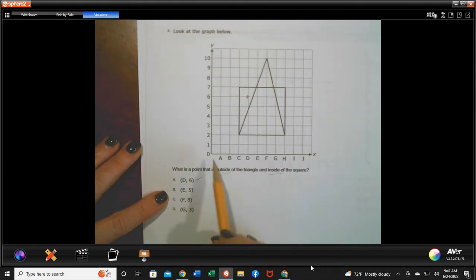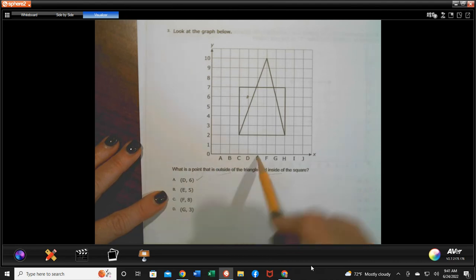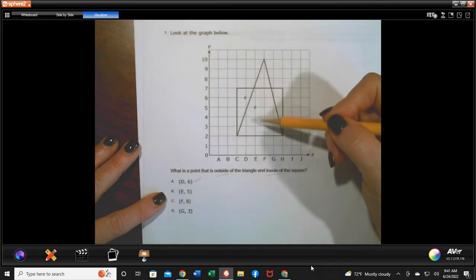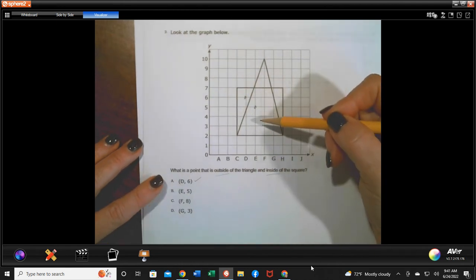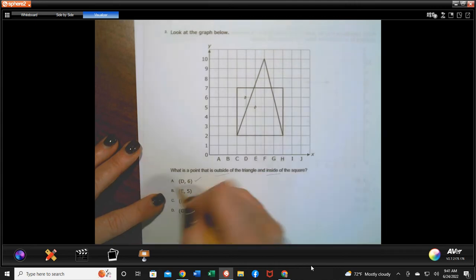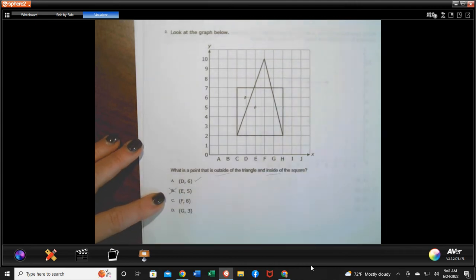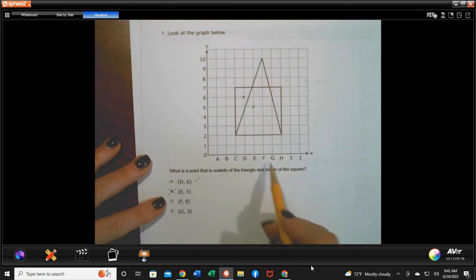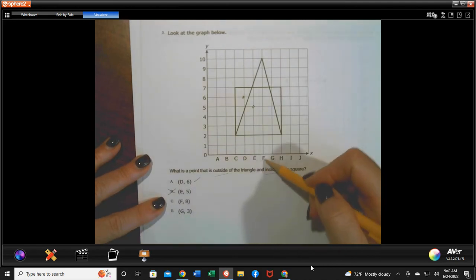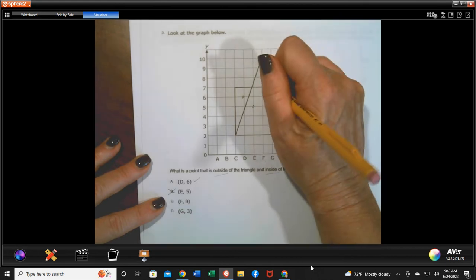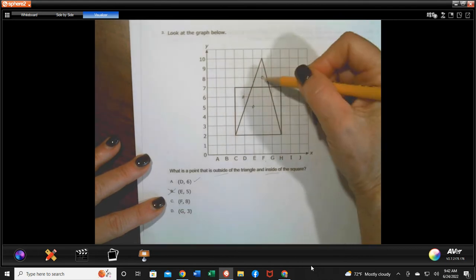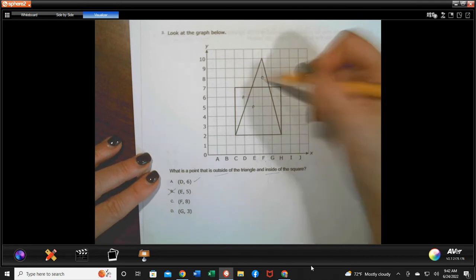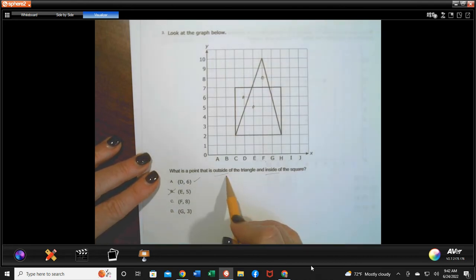So B is at E5. So I'm going over to the E and up to the 5. And I already know that this can't be correct. It is not outside of the triangle. So it can't be B. So I can stamp that one out. All right, C, just checking. Going over to F and going up to 8, F8 puts this point right here. So F8 is inside the triangle. So I can go ahead and eliminate that one.